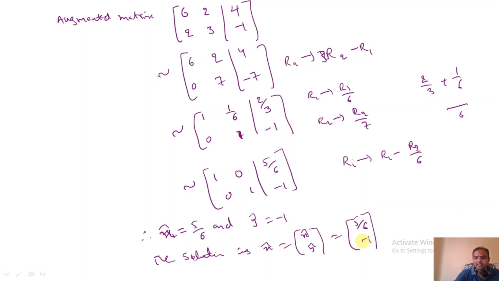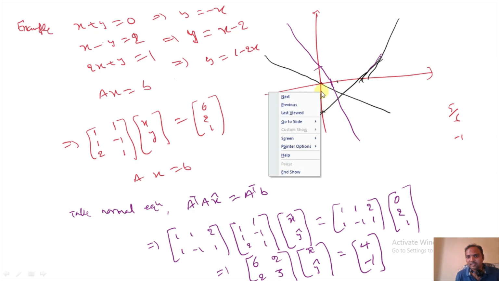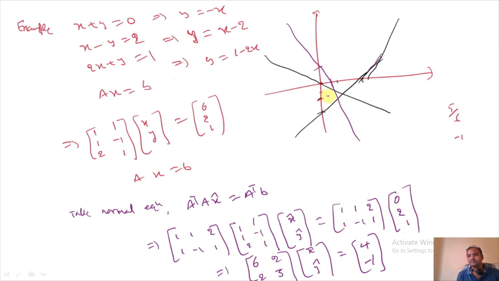Now observe here, 5 by 6, minus 1. Where is the 5 by 6? 5 by 6 and minus 1 means y is minus 1 somewhere. So okay, we are taking minus 1 and 5 by 6. X is 0 point something, somewhere like this is the one. Now we are getting these lines, and the solution point approaches the solution of these three equations. You get the best solution here, this one.